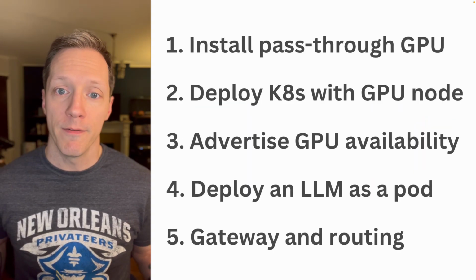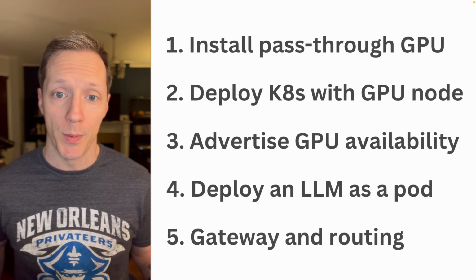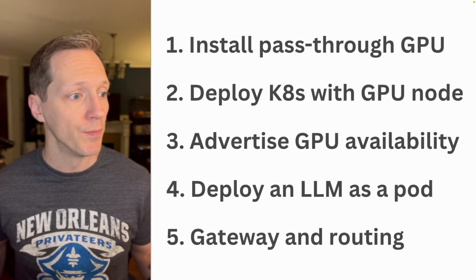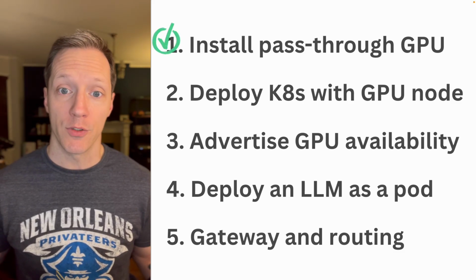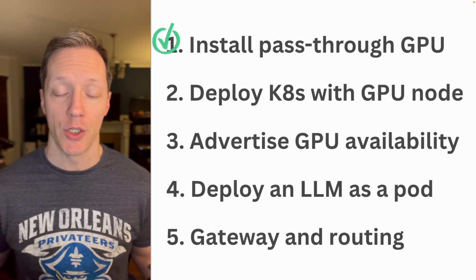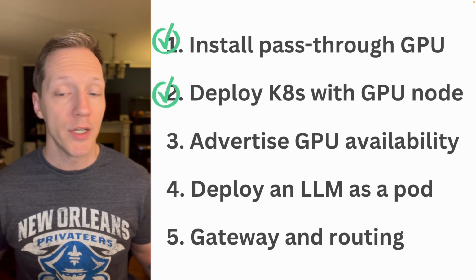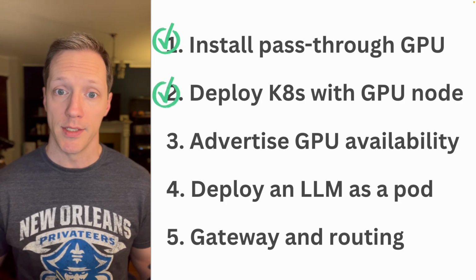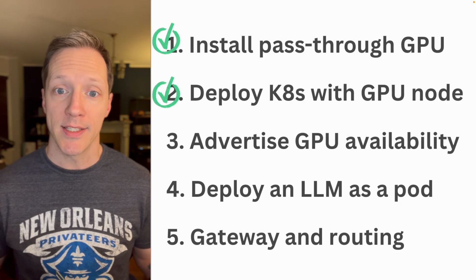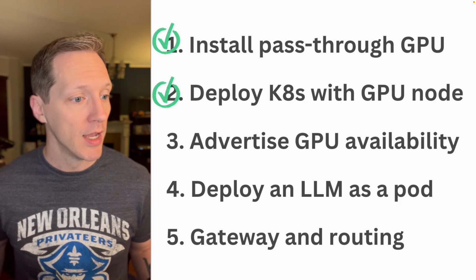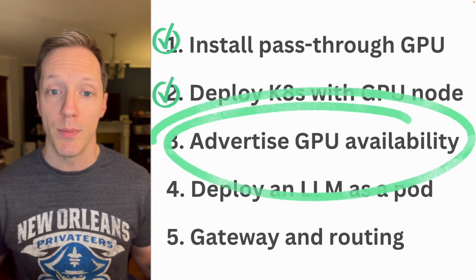This is the third video in a series that I'm doing on Kubernetes and AI, right? In the first two, we covered how we set up pass-through GPU in a host server so that our VMs can claim that GPU. Then we deployed Kubernetes, specifically K3s, with a node that has that GPU device attached. Today, we're going to talk about advertising GPU availability.